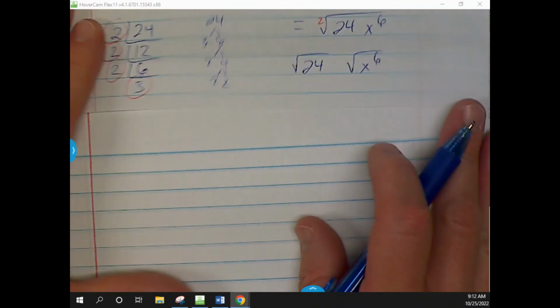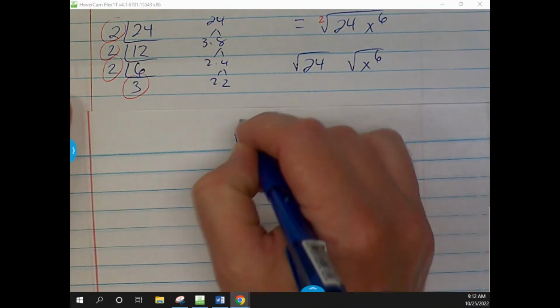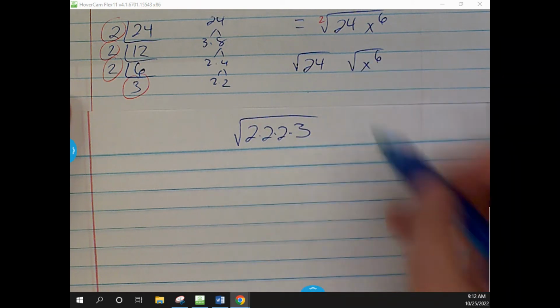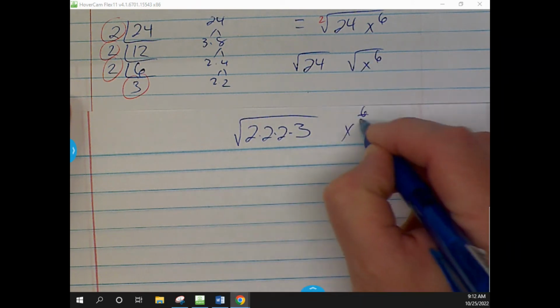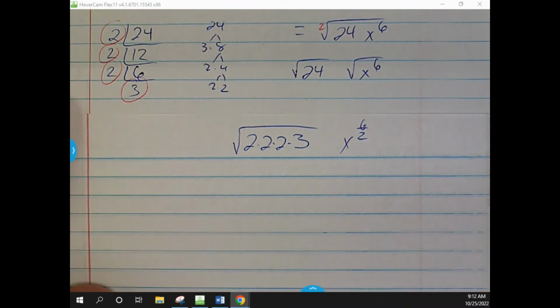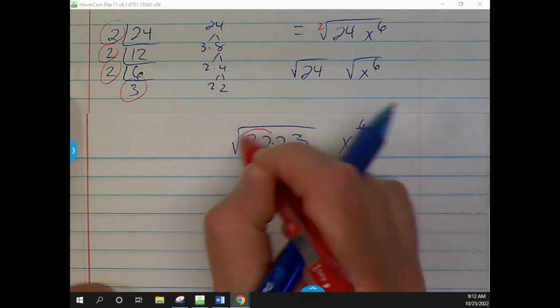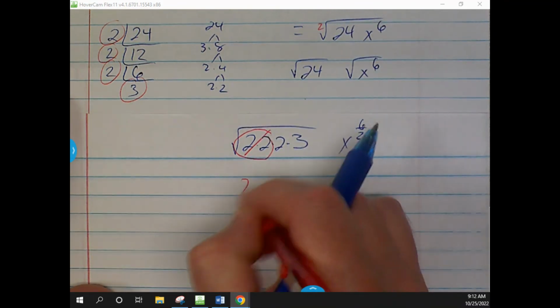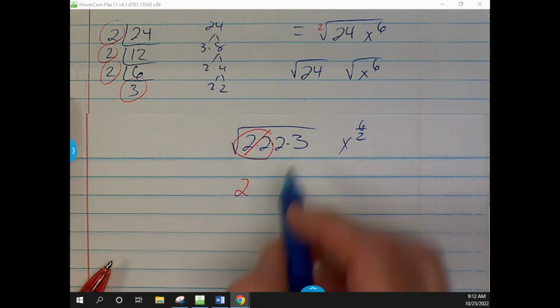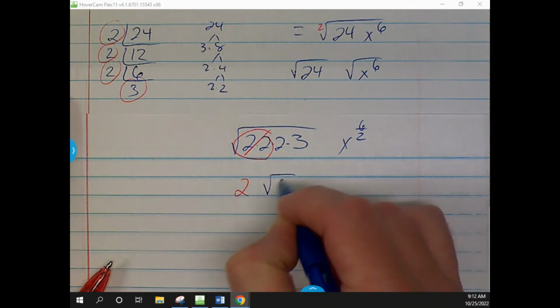All right, so with the 24, that's 2 times 2 times 2 times 3. And with x to the 6, we're just going to take 6 and divide it by 2. All right, pair of 2's. So the 2 will get out. These don't have any exit buddies, so they stay on the inside. So go ahead and do 2 times 3 and make it 6.